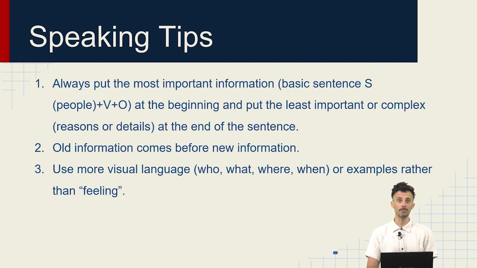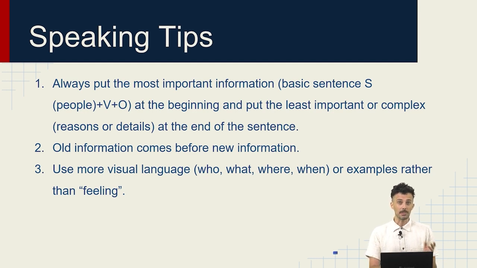So my tip number 1 is always put the most important information, so basically a person doing an action to something, at the beginning of your sentence, and put the least important or complex, your reasons or details, at the end of the sentence. This is a bit different from Chinese, where you tend to give like time, reasons for why you're giving that answer. English, it's the opposite. English, it should always be, what do you want the person to know at the beginning, the context, and then all your reasons or details at the end.